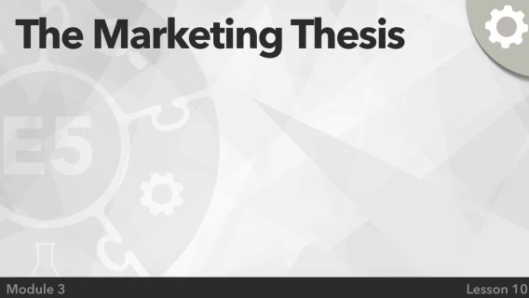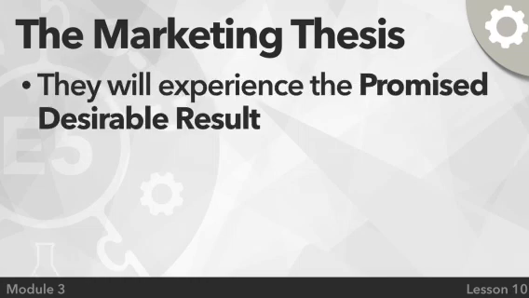The first piece that makes up the marketing thesis is really ultimately the promise of a desirable result. You're promising them an outcome, a transformation that they want. You're promising them that big thing that they want, right? And we're going to talk about in the next lesson what is called the primary promise. And so you're going to understand how to really dial in this promise. But ultimately, the thesis is about the desirable result, right? That you're promising them that they're going to have the desirable result that they want.